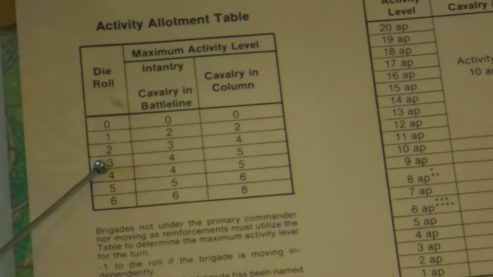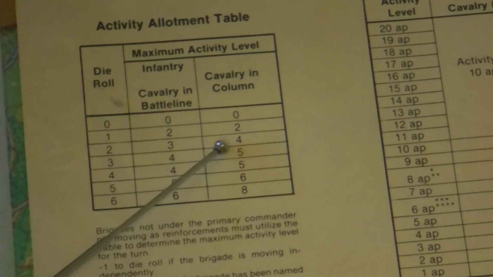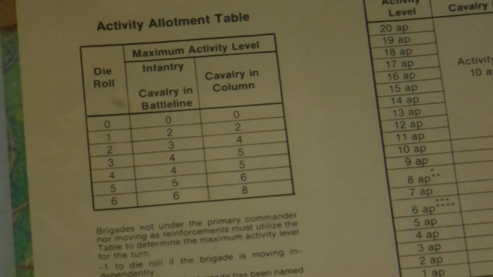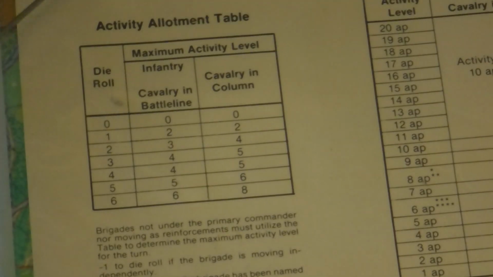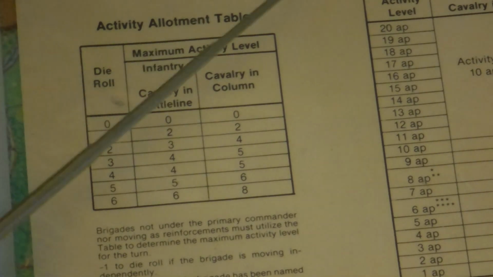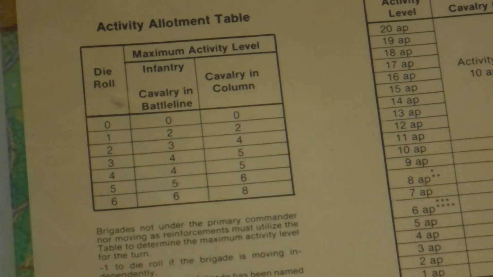So you roll the dice, say you get a 3. You cross-index to infantry, cav in column, and you get a 5. That means that this brigade by itself, individual, can move 5. 5 activity, which isn't bad.